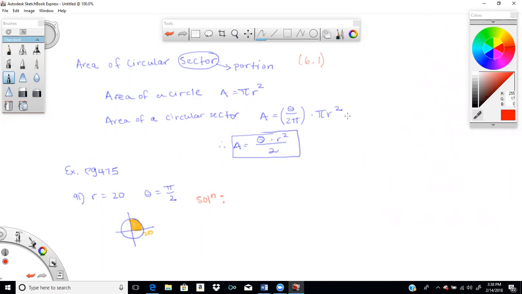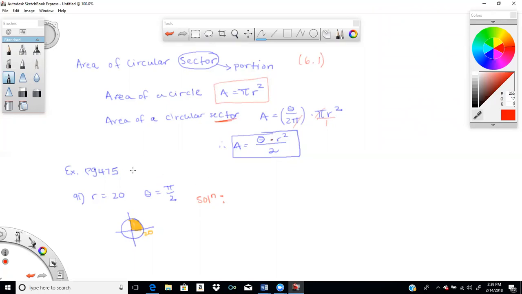When we look at that, a sector means a portion of the circle. Remember that the area of a circle is pi r squared. The circumference is 2 pi r, but the area is pi r squared. So for the area of a circular sector, we still have pi r squared, but we take the portion of that circle, that's theta over 2 pi. When we simplify this, we get theta times r squared over 2, because the pi's cancel out. So this is how we get this formula.